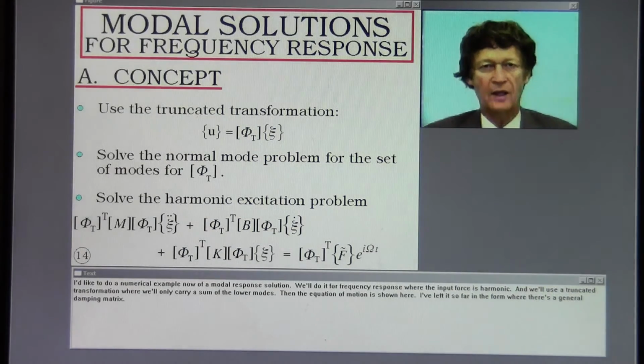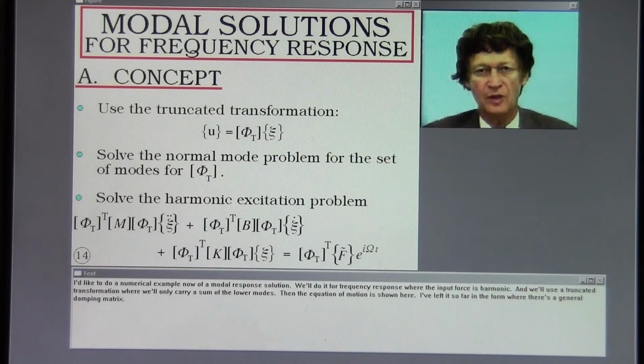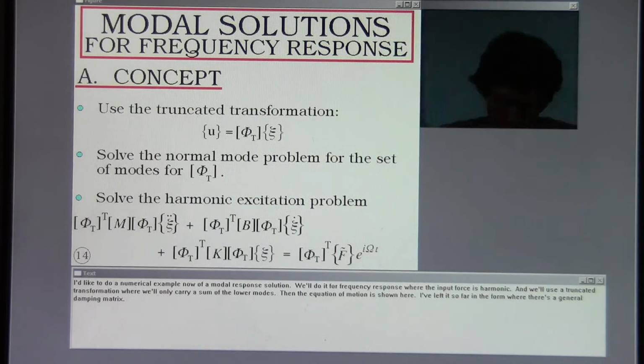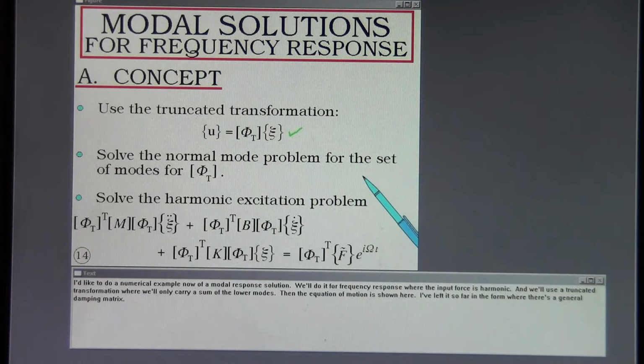I'd like to do a numerical example now of a modal response solution. We'll do it for frequency response where the input force is harmonic. And we'll use a truncated transformation where we only carry some of the lower modes. Then the equation of motion is shown here. I've left it so far in the form where there's a general damping matrix.